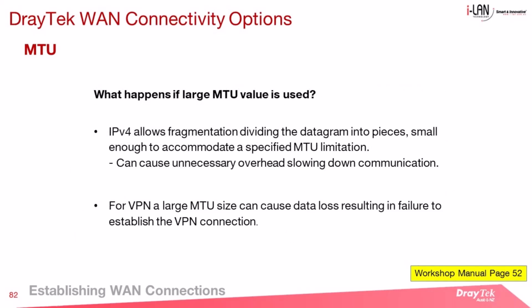So what happens when a large MTU value is used, which I just described there? IPv4 allows fragmentation, which divides the datagram into pieces, each small enough to accommodate a specified MTU limitation, but this can cause unnecessary overhead and slow down communication. For VPNs, a large MTU size can cause data loss, resulting in failure to establish the VPN connection.